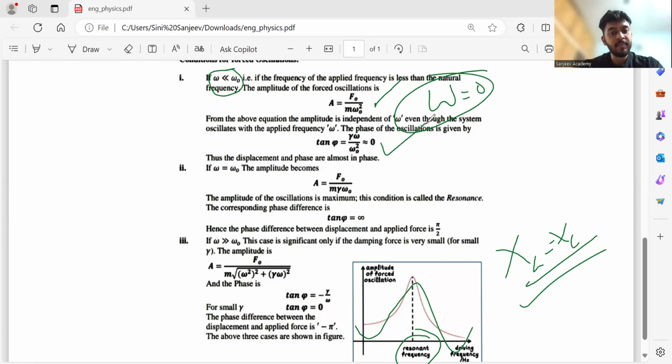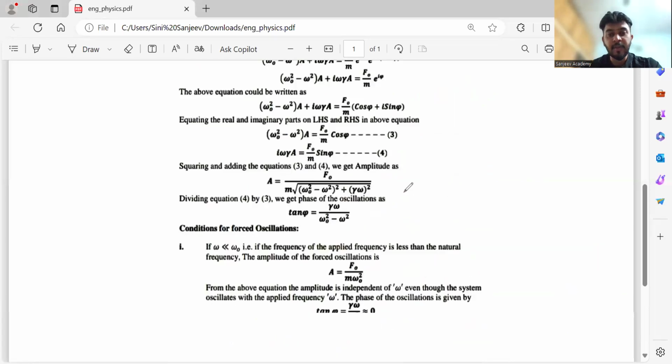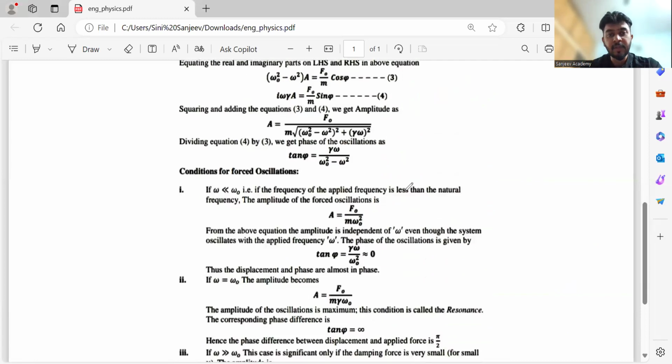Tan phi will be 0 for this. When omega is equal to omega naught, I'll be getting A equal to F naught by m gamma omega naught, and 1 by 0 is infinity. That's how I get tan phi as infinity. I'm just substituting the final answer. Here, in the amplitude I'm substituting omega square as 0. Then once you do it, I'll be getting this. Tan phi I'm substituting in this particular equation, so that also I'm getting 0.